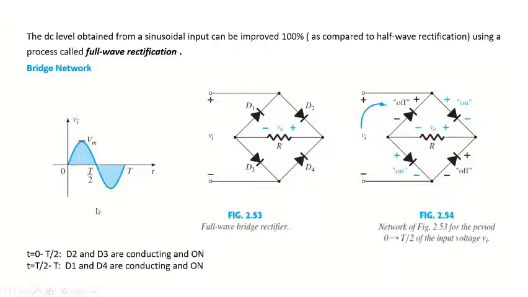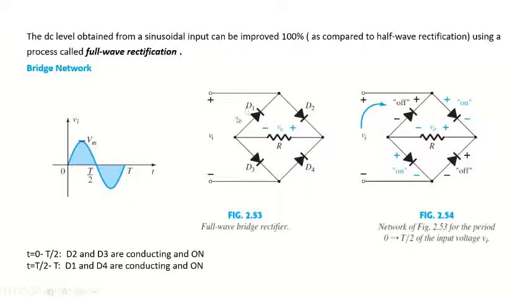Coming to figure 2.52, we have an input signal which is a sine signal having the magnitude Vm for the positive half cycle and the magnitude minus Vm for the negative half cycle. Now we developed a bridge circuit here in which for the positive half cycle we will be getting a full wave, and for the negative half cycle again we'll be getting the full wave.